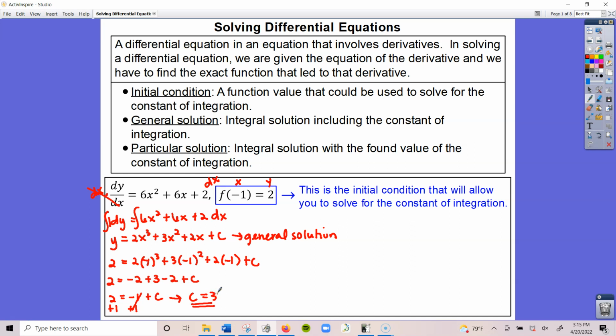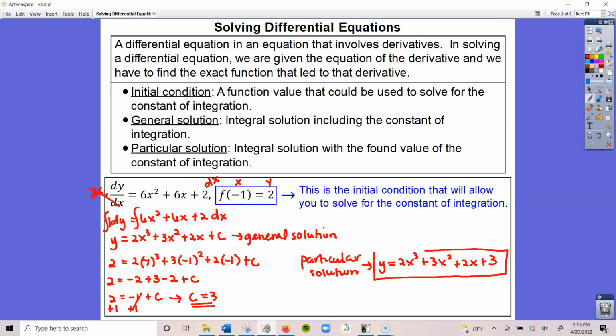Once you have your c, you're going to take the c and plug it into your general solution so we can get the particular solution. And our particular solution would be y equals 2x to the third plus 3x squared plus 2x plus 3. So this is the most basic type of differential equation and how we can solve for it. Let's look at some more examples.